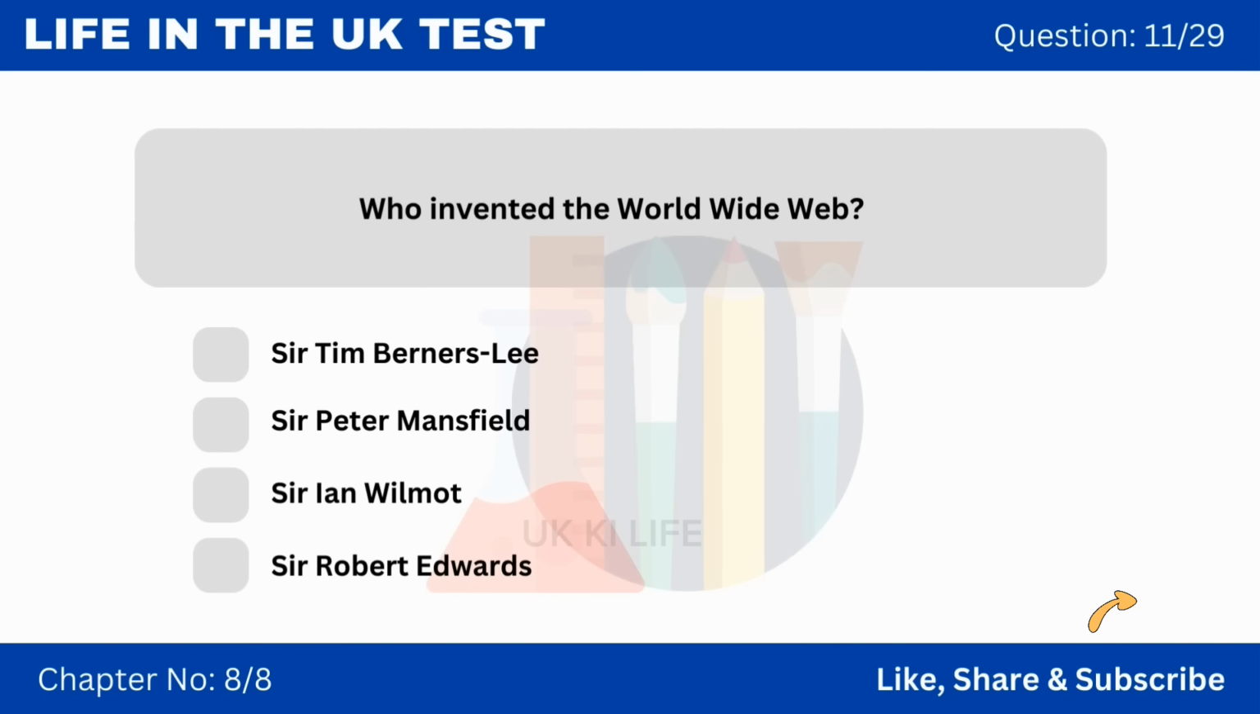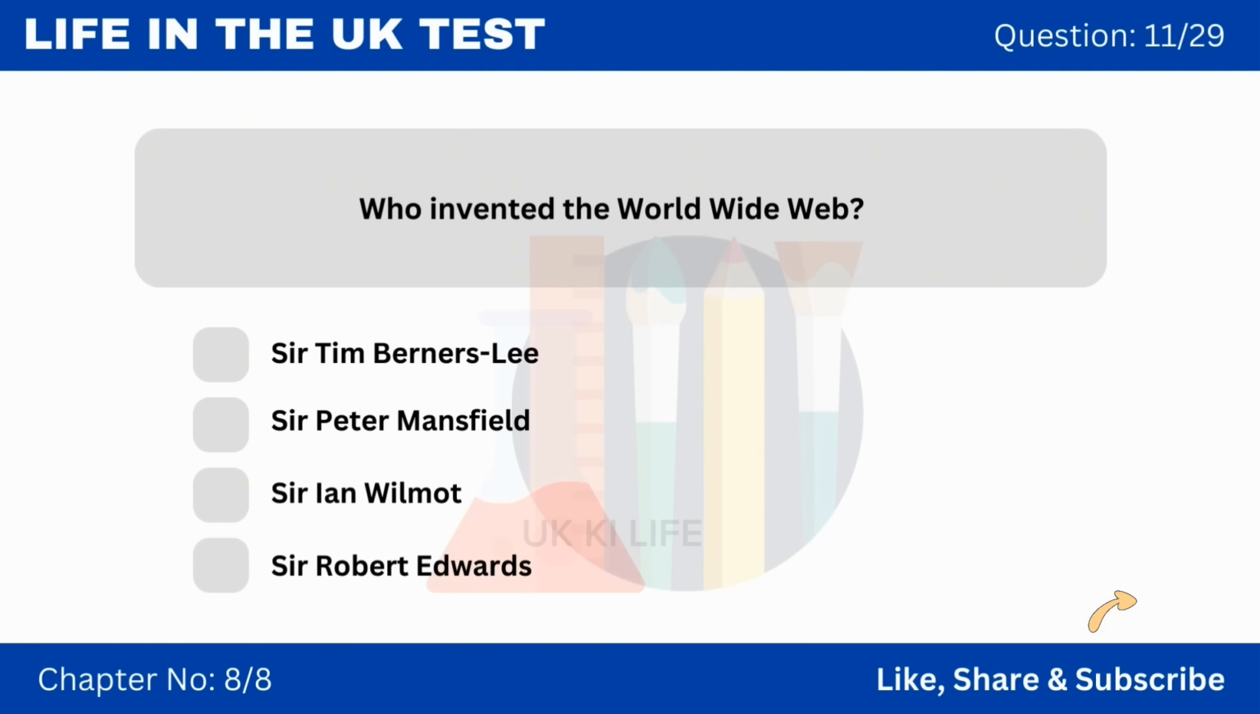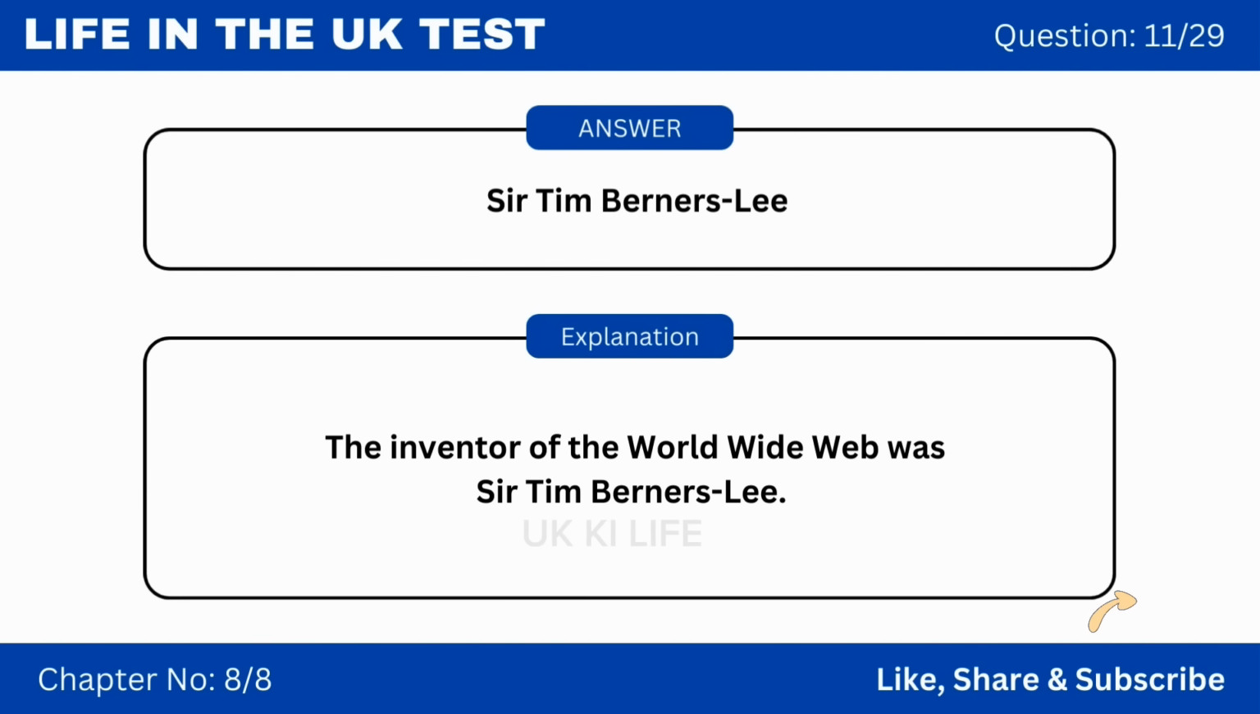Question 11. Who invented the World Wide Web? Sir Tim Berners-Lee, Sir Peter Mansfield, Sir Ian Wilmot, Sir Robert Edwards. The correct option is A. Explanation. The inventor of the World Wide Web was Sir Tim Berners-Lee.